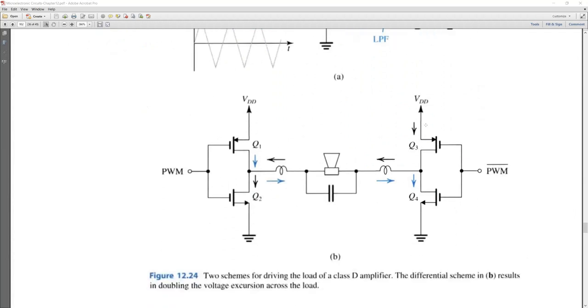This is another H-bridge type of configuration of class D. So you can actually deliver and drive with an H-bridge configuration. So again, inductors and capacitor to do the low pass filtering, but again, you can get speakers that do it for you and you don't need any external low pass filtering.